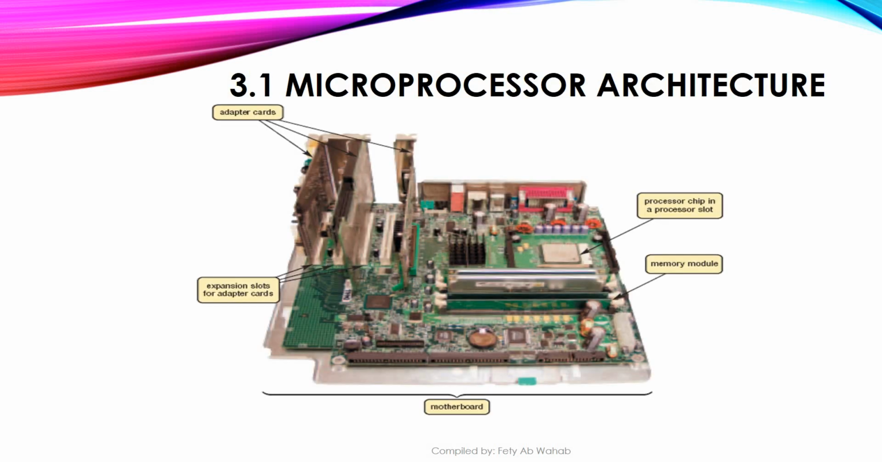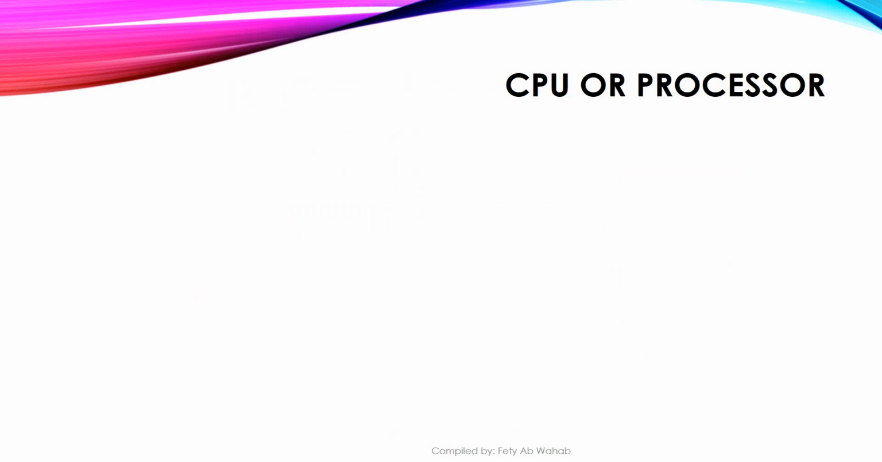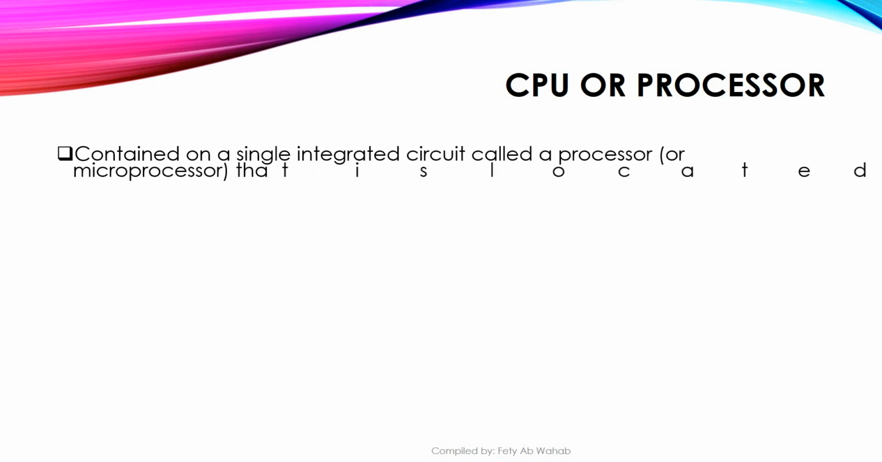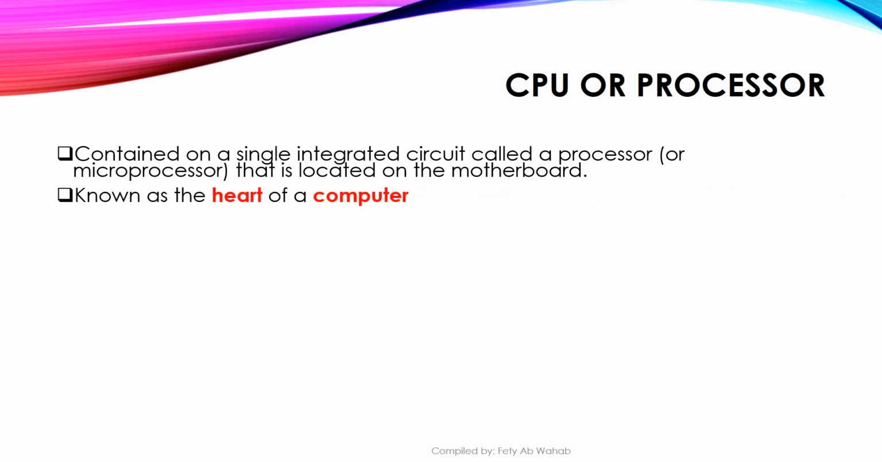3.1 Microprocessor Architecture. In most computer systems, the CPU, memory, and other major components are mounted to wiring on a printed circuit board known as a motherboard. CPU or processor. Contained on a single integrated circuit called a processor, or microprocessor, that is located on the motherboard. Known as the heart of a computer.